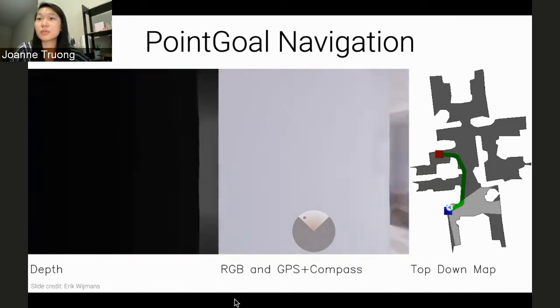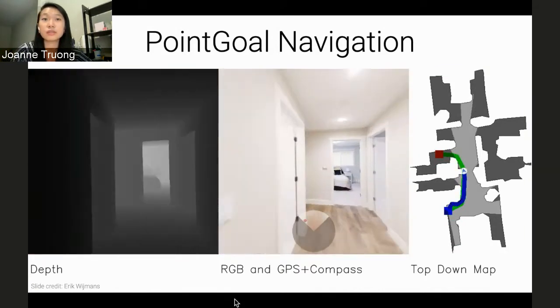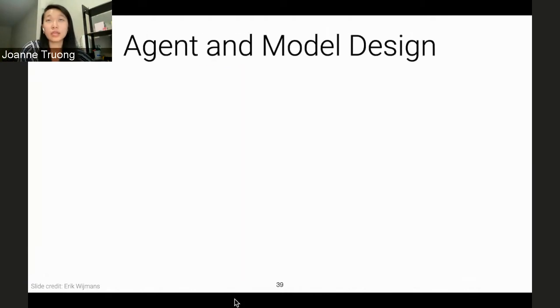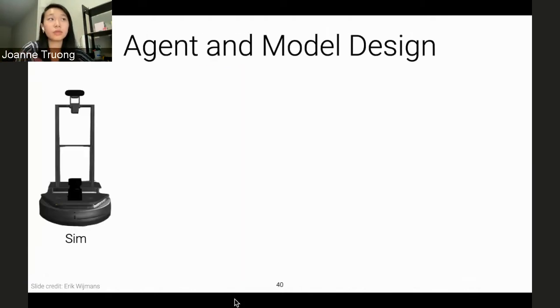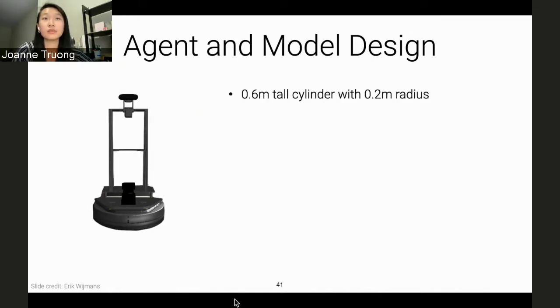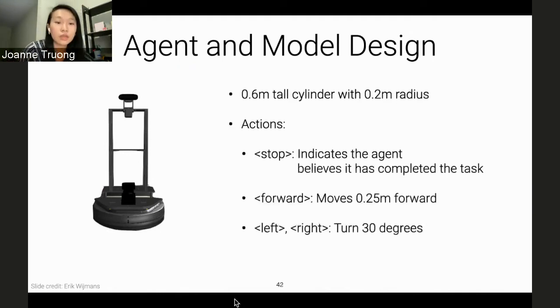So here is an example of the agent completing this task. It's walking down the hallway, and then it reaches the goal, and then it can call stop. The robot used for this is called Localbot, and this is what it looks like in simulation. This is just a replica of the real-world robot that we have on campus. This robot is 0.6 meters tall. Essentially, it's just a cylinder, and it's 0.2 meters radius.